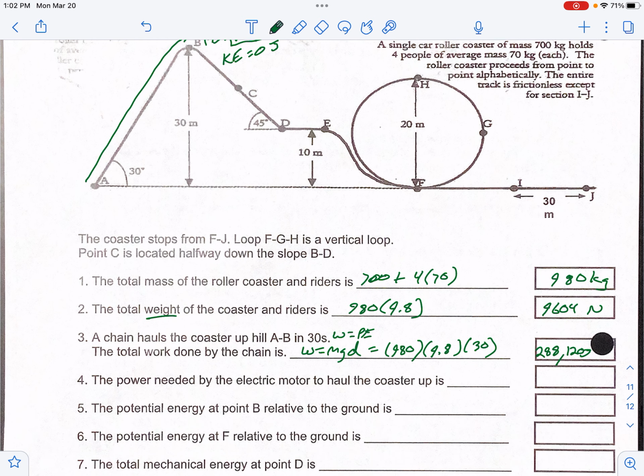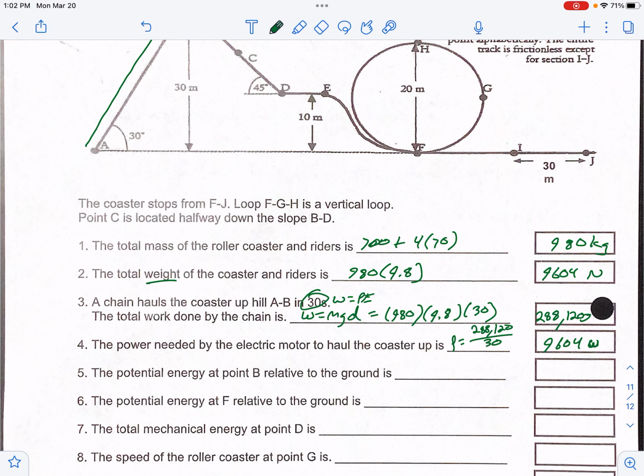So 4, the power needed by the electric motor to haul the coaster up. Remember, power is work divided by time. My work was 288,120 joules. My time was 30 seconds, given in number 3. So divide that by 30. That's going to be 9,604 watts.